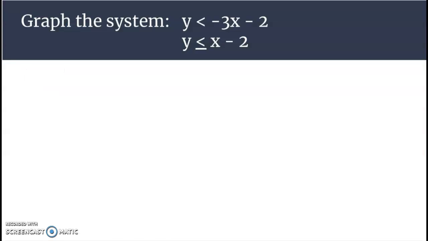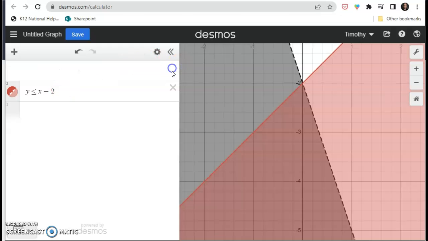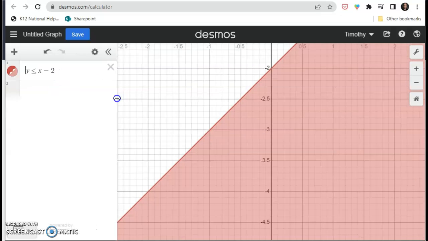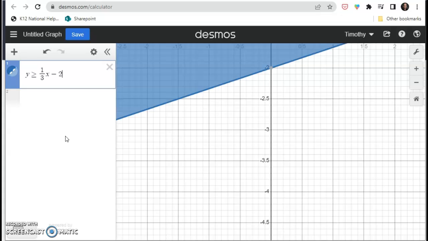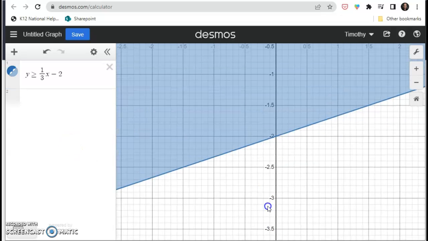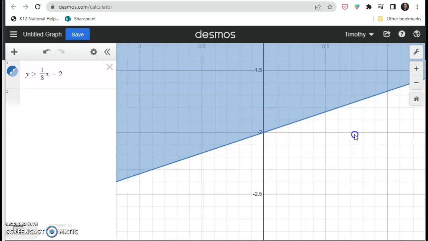Alright, let's try again. Let's look at another one here. How about y greater than or equal to 1/3 x minus 3, y less than negative 3x minus 3. Let's go back to Desmos, clear these out. And let's type those in here. Y greater than or equal to 1/3 x minus 3. There's our inequality. Notice it is shading above, y-intercept of negative 3, solid line.